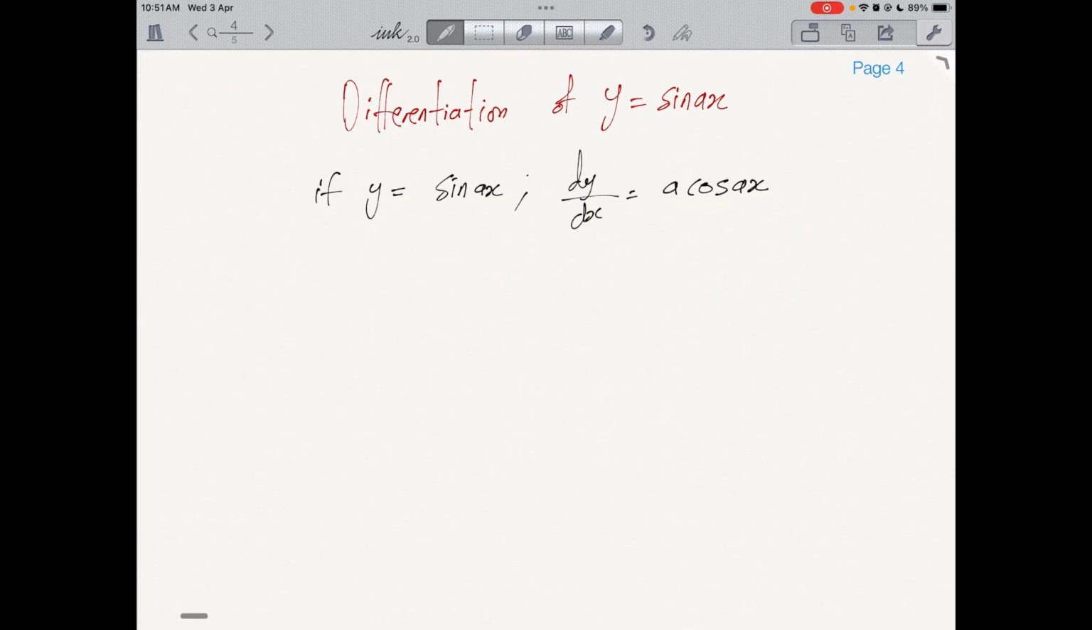In this video, we'll be talking on differentiation of y is equals to sine ax. It's also one of the standard derivatives. And if y is equals to sine ax, then dy/dx is equals to a cos ax. Okay, a cos ax. Now let's take some examples. Number 1.